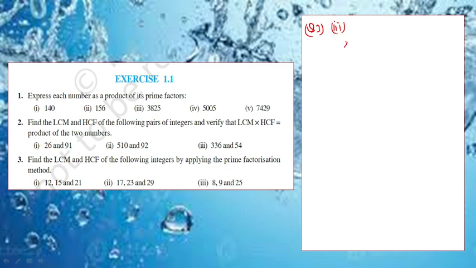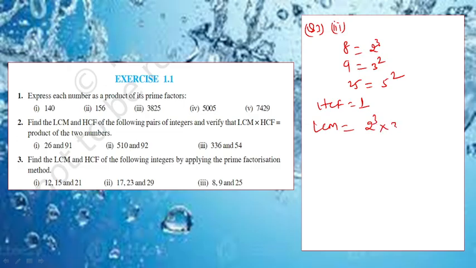So third one is 8, 9, 25. 8 is 2 cube, 9 is 3 square, 25 is 5 square. Nothing is common here. So HCF will be equal to 1. LCM also will be equal to 2 cube, 3 square into 5 square. So just 8 into 9 into 25. 25 into 8 is 200, into 9, 1800. Okay. So this is there.